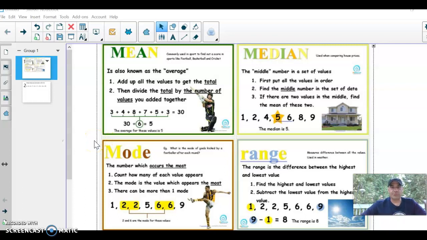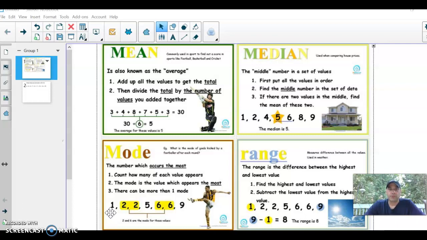The mode is which number occurs most often. So you basically count how many of each value appears. In this case, there are actually 2 modes because 2 appears twice and 6 also appears twice. So 2 and 6 are the modes. There can be 3 modes. There could be no modes if every number just appears once.